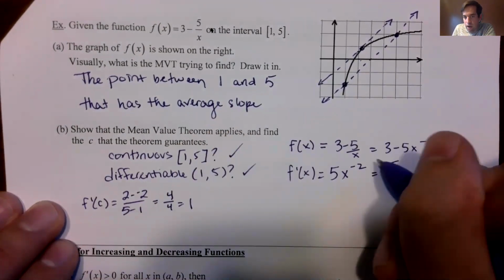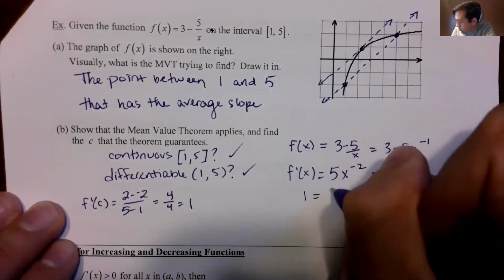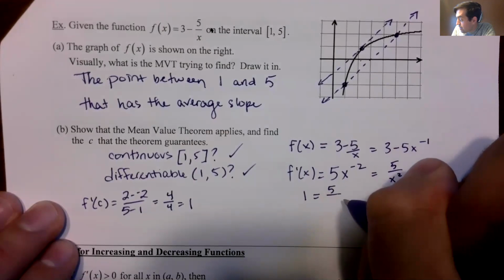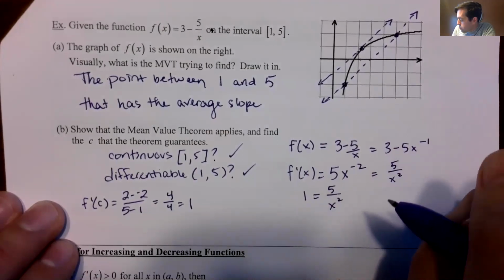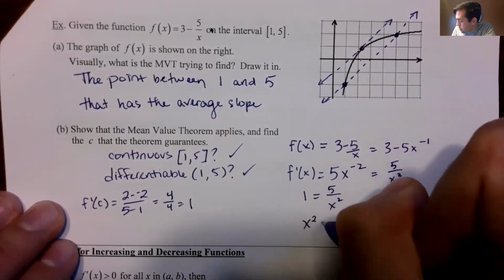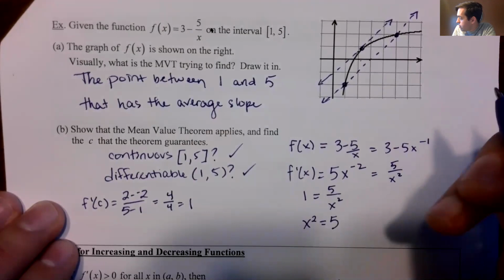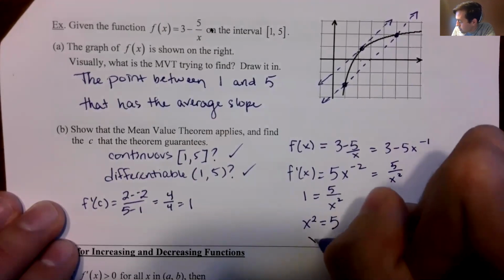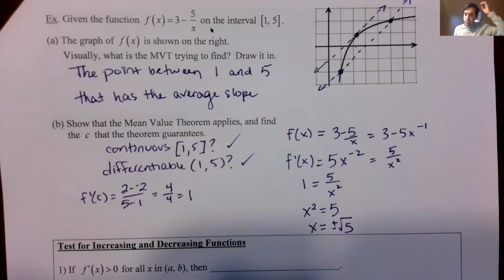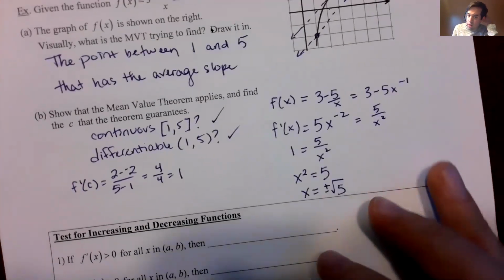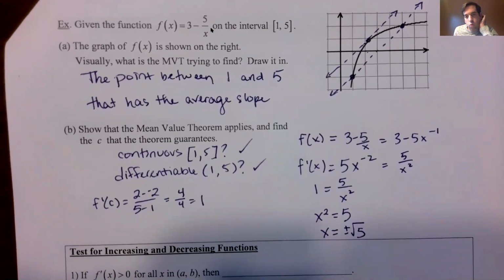So now we want to know, when does this derivative equal 1? Because that's our average slope. So we want to know, when does 1 equal 5 over x squared? So I'm going to multiply the x squared to the other side. So we get x squared equals 5. And so x equals plus or minus the square root of 5. All right. So those are the x values where we have a slope of 1.